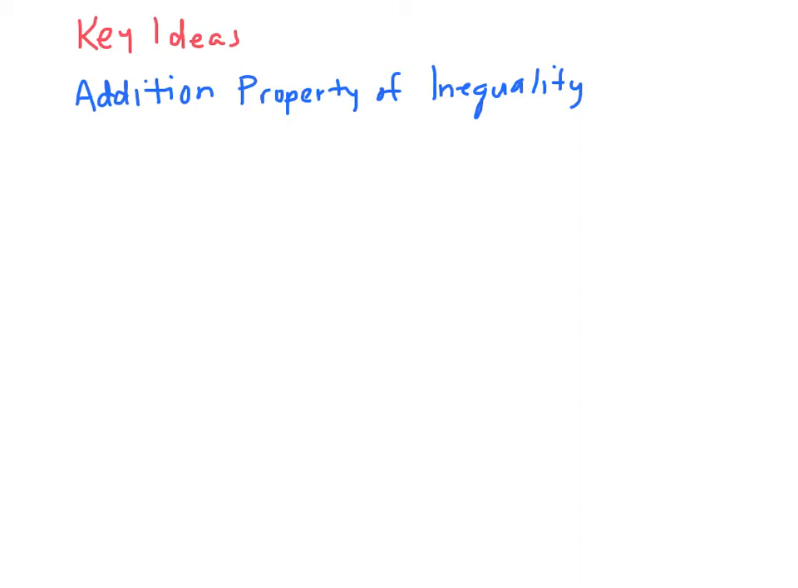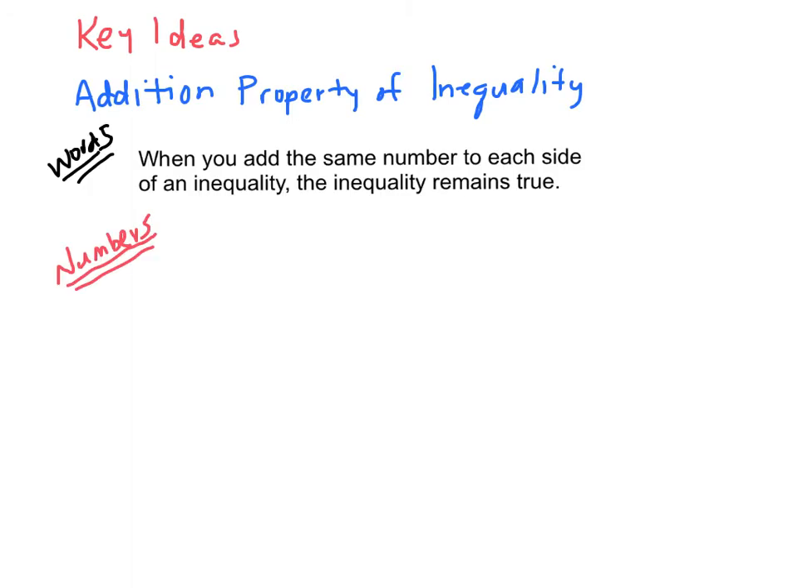I'm going to explain to you what this is in words and then in numbers like usual, and then I'm going to do a comparison for you of how an inequality is very much like an equation. So here we go. In words, it means when you add the same number to each side of an inequality, the inequality remains true. In numbers, it looks like this.